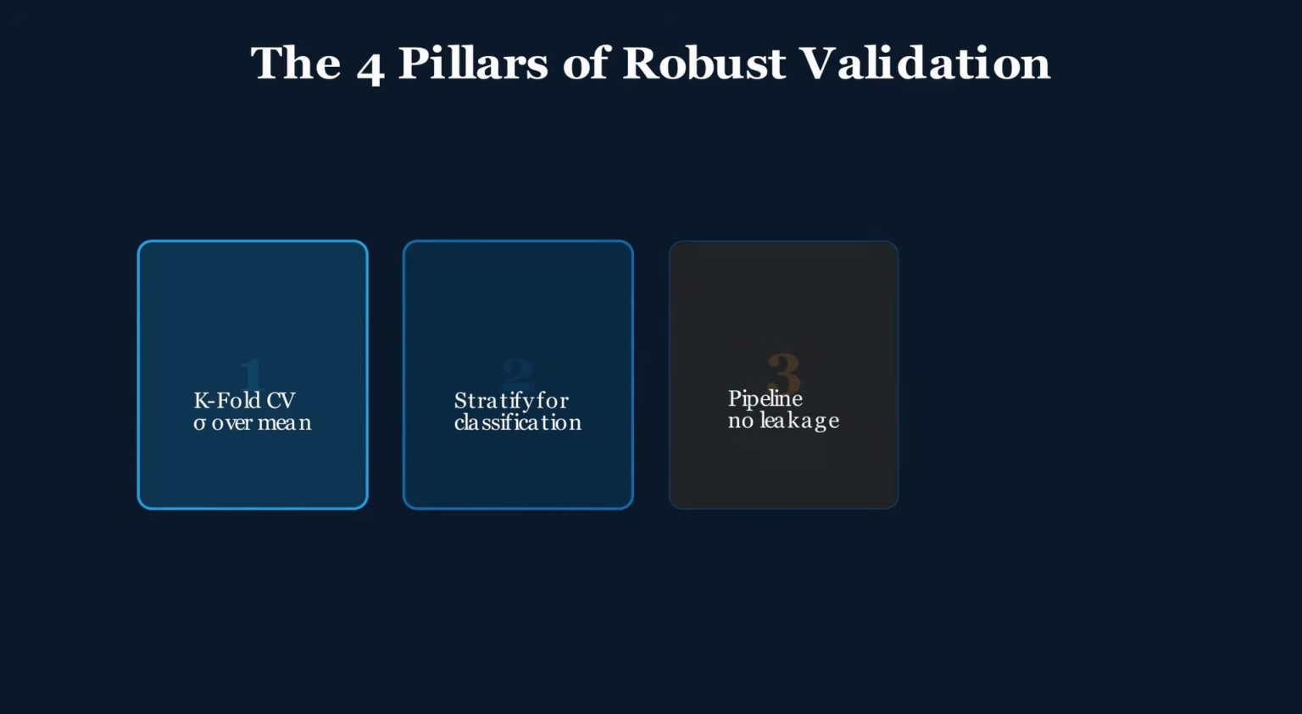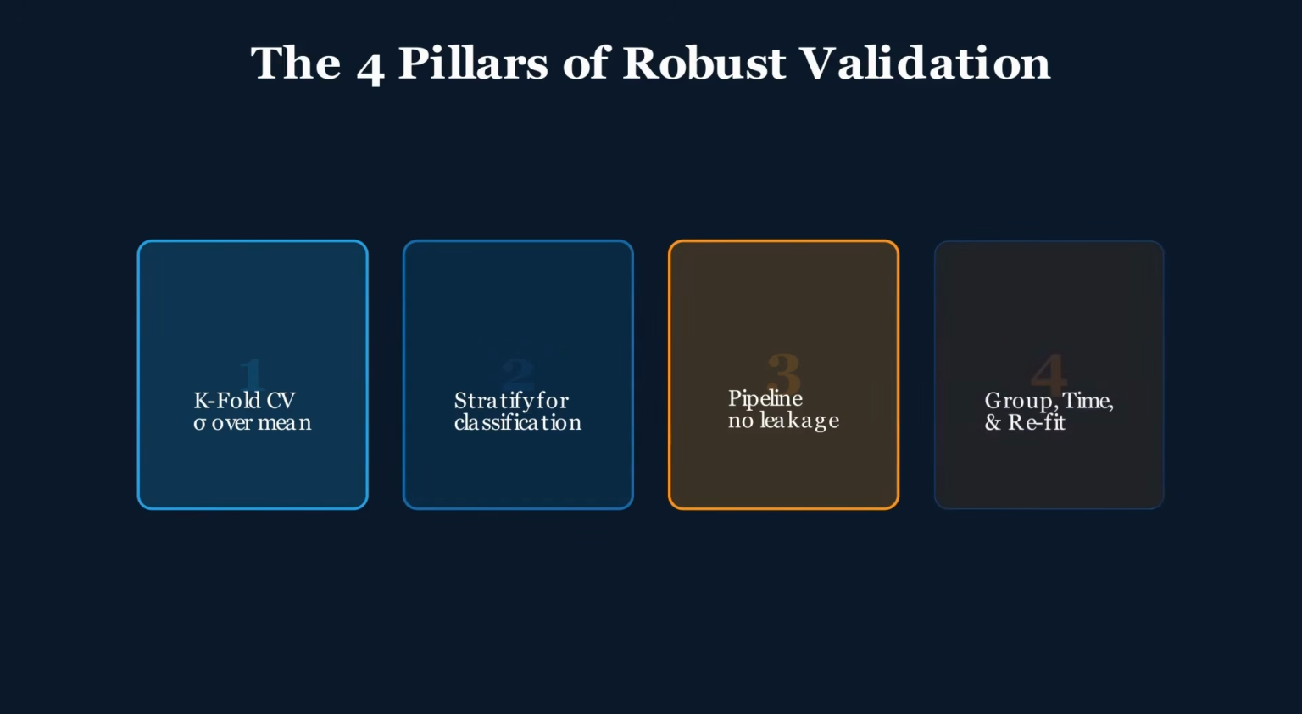3. Wrap your preprocessing in a pipeline. Eliminate data leakage at the architectural level. 4. Check for group data, respect time order, and always refit on the full dataset before deploying.